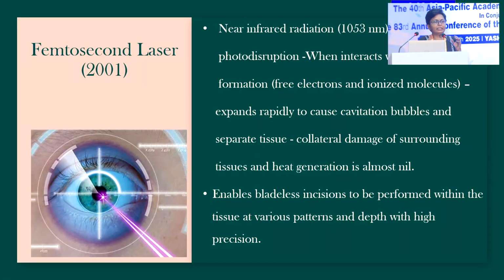This is basically near-infrared radiation which causes photodisruption. It strikes the tissue and creates plasma. Plasma is nothing but electrons and ionized molecules. That spreads and creates a cavity, so there is a clear-cut demarcation. And the best part, it does not cause any heat or surrounding inflammation. That was the advantage of femtosecond.